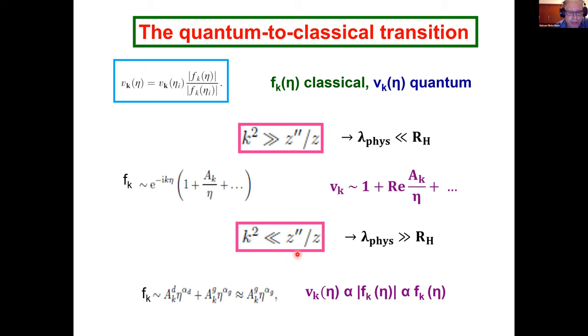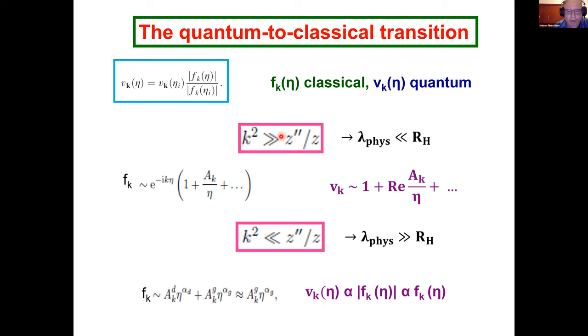But when you get into the regime where k squared is much less than z double prime over z, then this solution is a power law. Okay? This is calculated in many ways in cosmology. And as it is a power law, if you put it here, the quantum field is also a power law. So it becomes equal to the classical field.